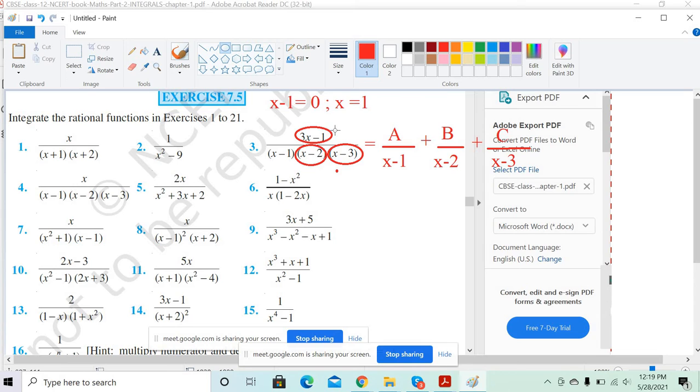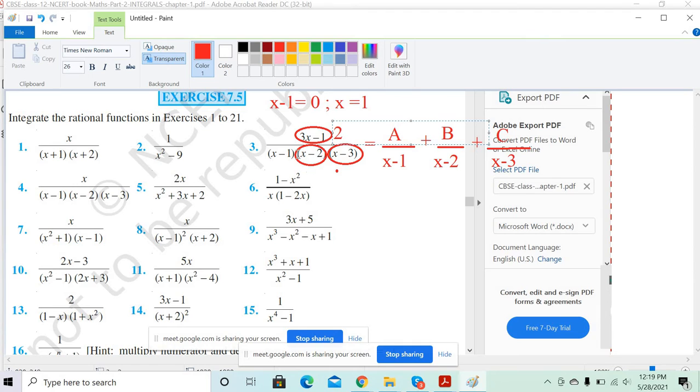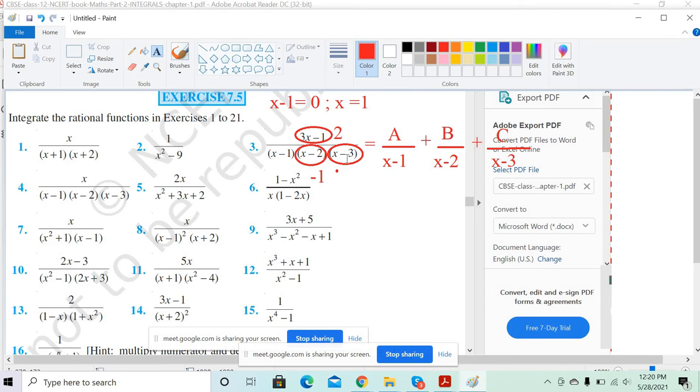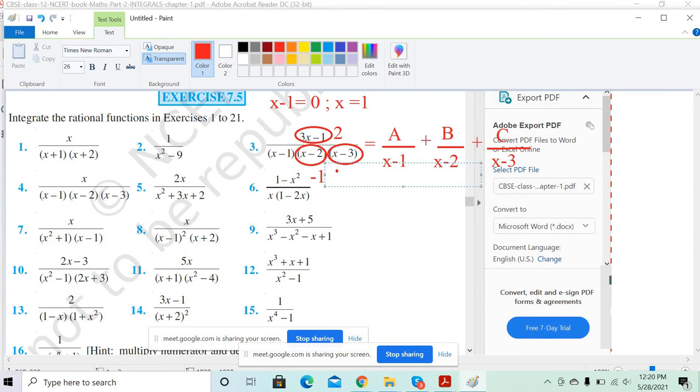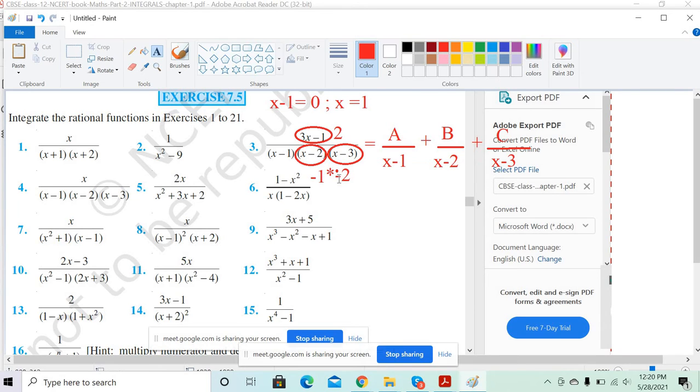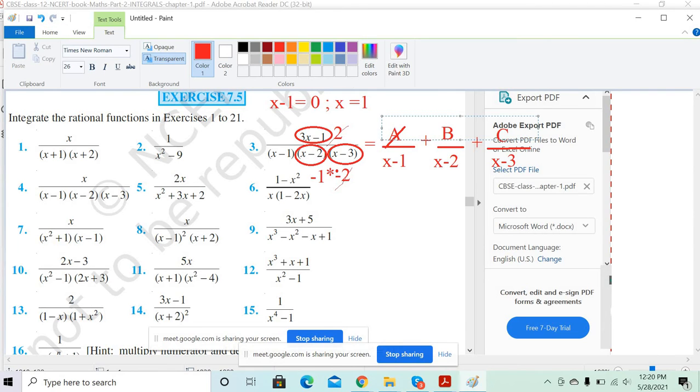For example, 3 into 1 minus 1 becomes 2, correct? Now 1 minus 2 becomes minus 1, and 1 minus 3 is minus 2. So minus into minus is plus, the 2 here cancels with the 2 here. So the answer A becomes equal to 1. Understood? So in the place of A you can put 1. Did you understand?